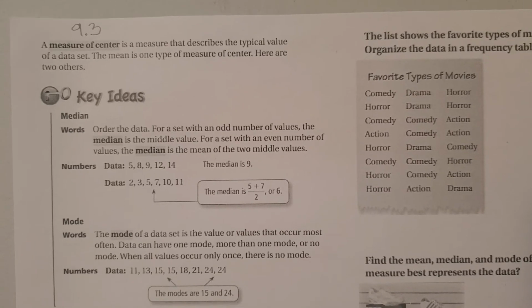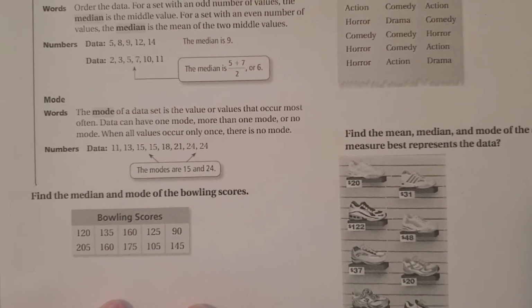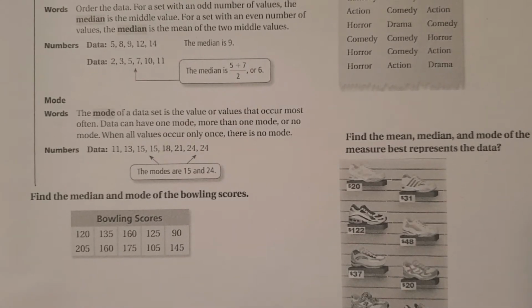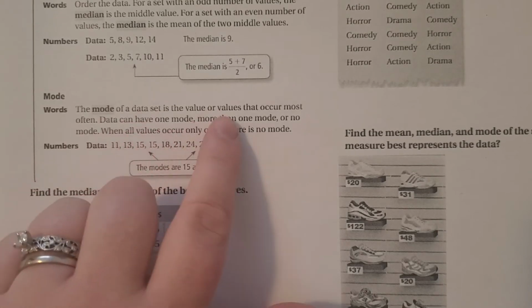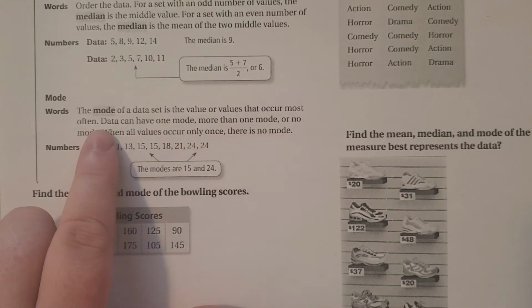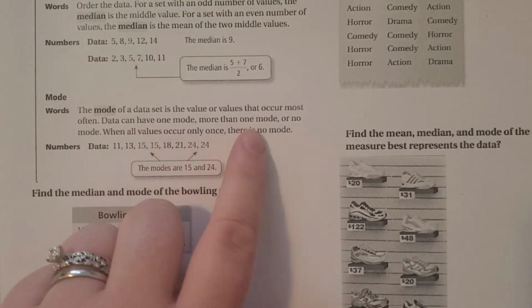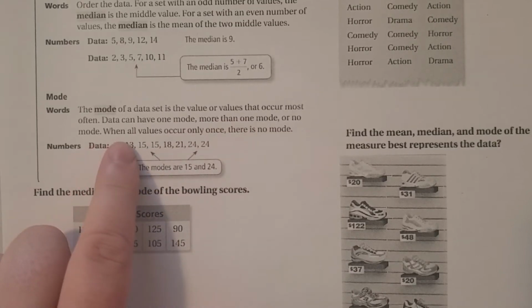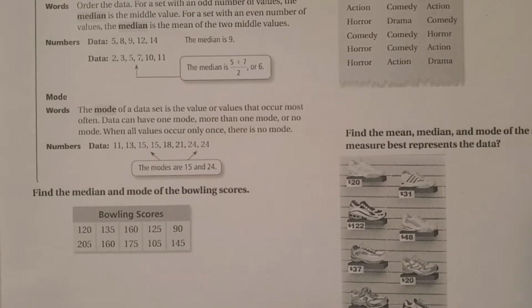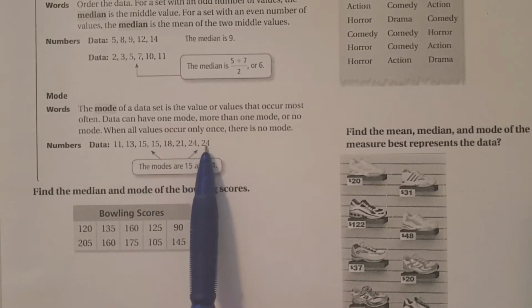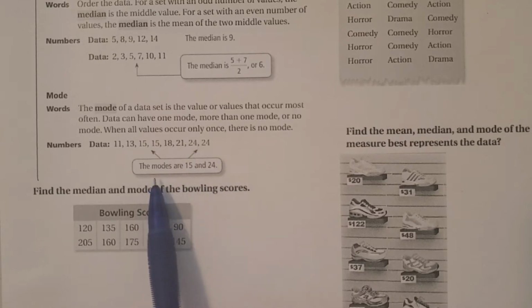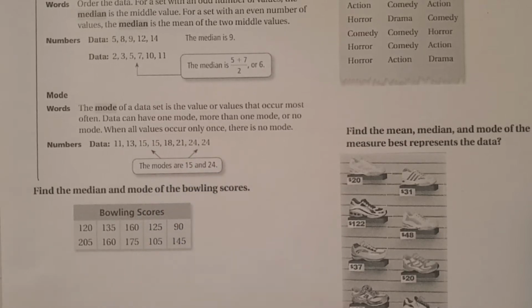All right, the other measure of center is called the mode. Mode kind of sounds like most, and that's exactly what mode is. So the mode of the data set is the value or values that occur the most often. Data can have one mode, more than one mode, or no mode. When all values occur only once, there is no mode. So in this data set, we see that the numbers 15 repeat and the numbers 24 repeat. So we have two modes, and the modes are 15 and 24.